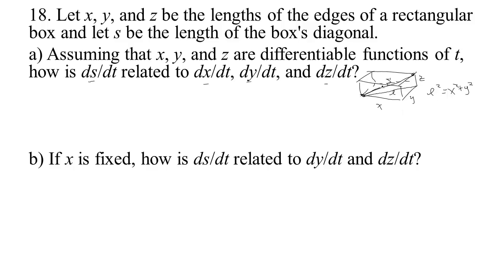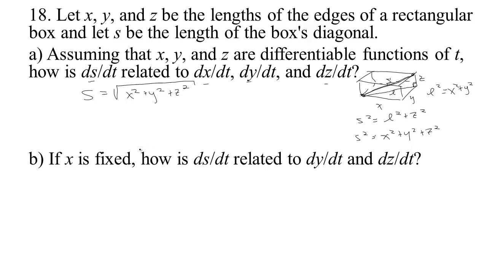Now, if you look at the diagonal, that's actually the hypotenuse of a right triangle, where one leg is L and the other side is z. So s squared should be L squared plus z squared. But we just figured out that L squared is x squared plus y squared, so s squared is x squared plus y squared plus z squared. So the diagonal length s is equal to the square root of x squared plus y squared plus z squared.